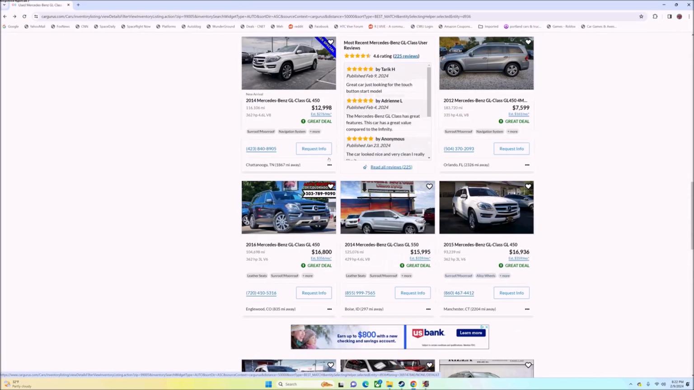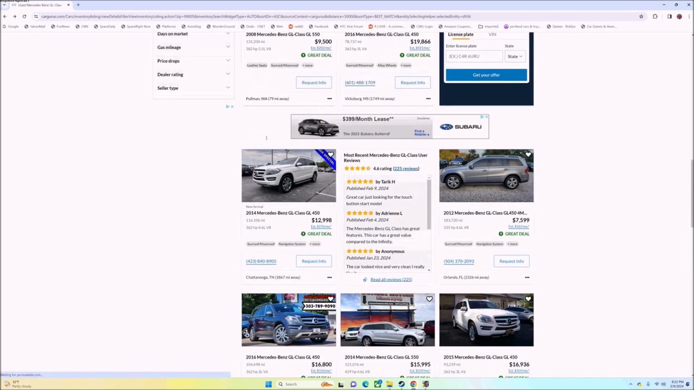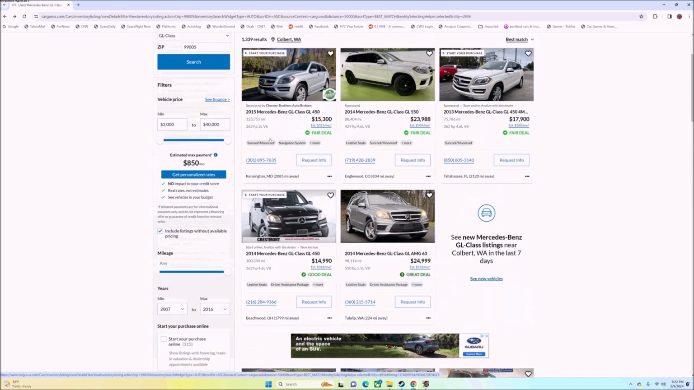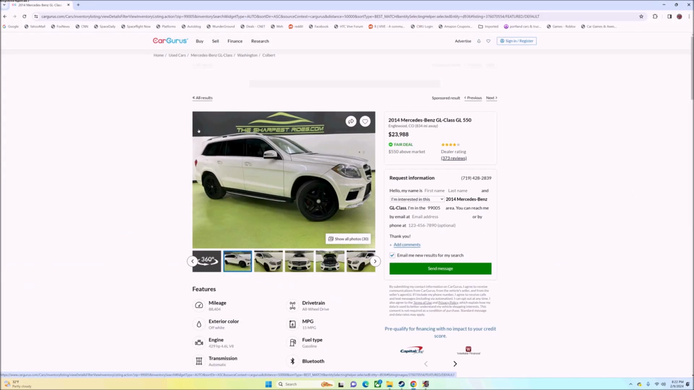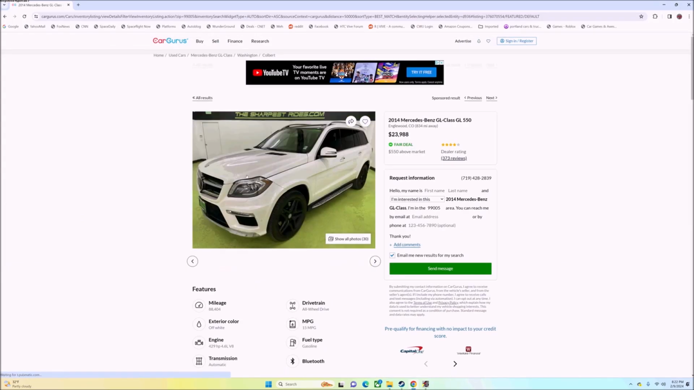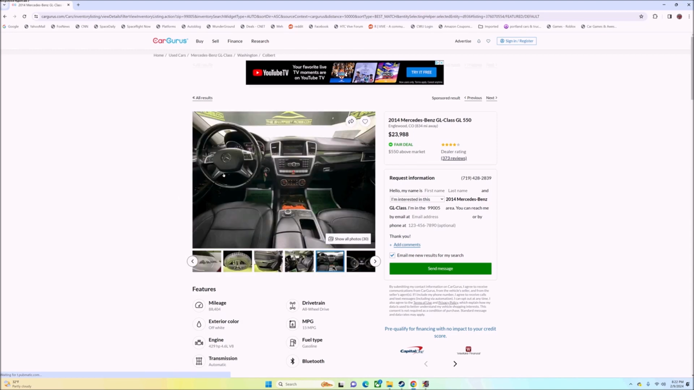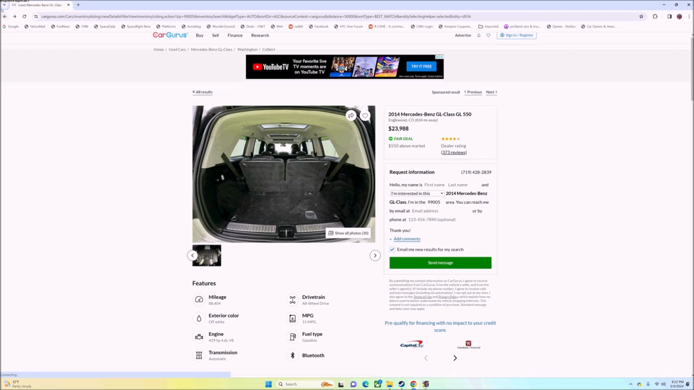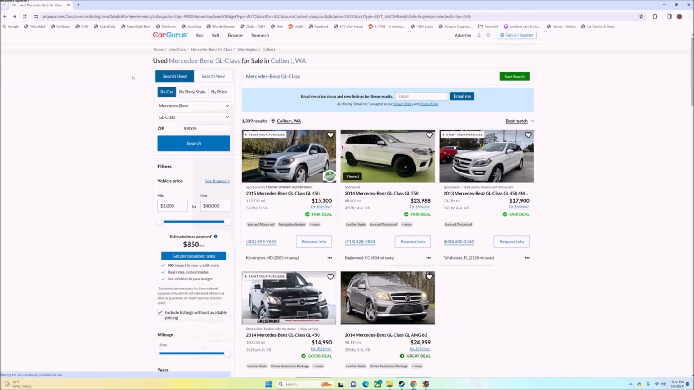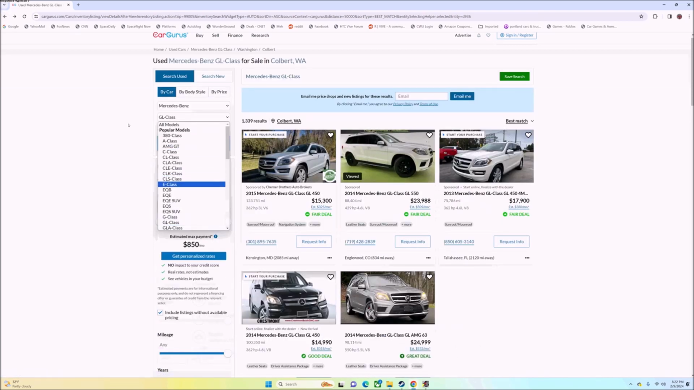Hey guys, so today I'm gonna be talking about why Mercedes-Benz sucks. Take a look at this. This is the GL550. It's not a bad looking car, but it has almost 100,000 miles on it for 23 grand. That is just too much for a car with mileage that high. Why would I want to spend that much for a car with that high mileage?